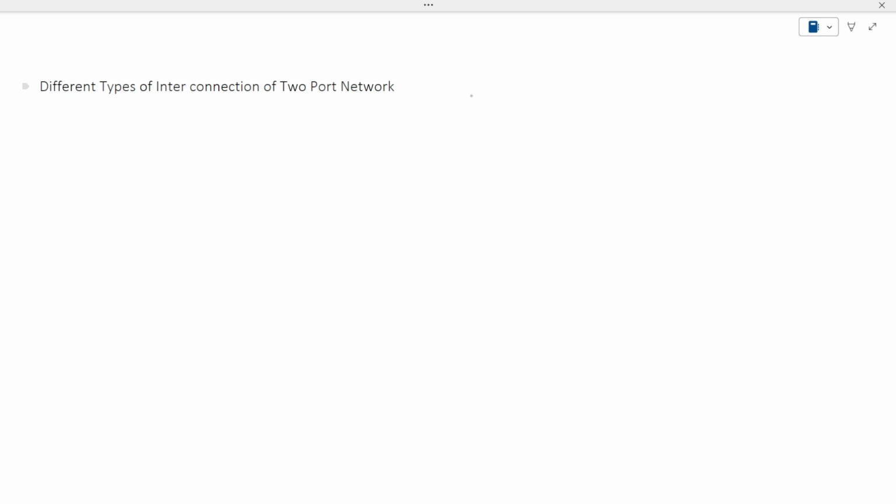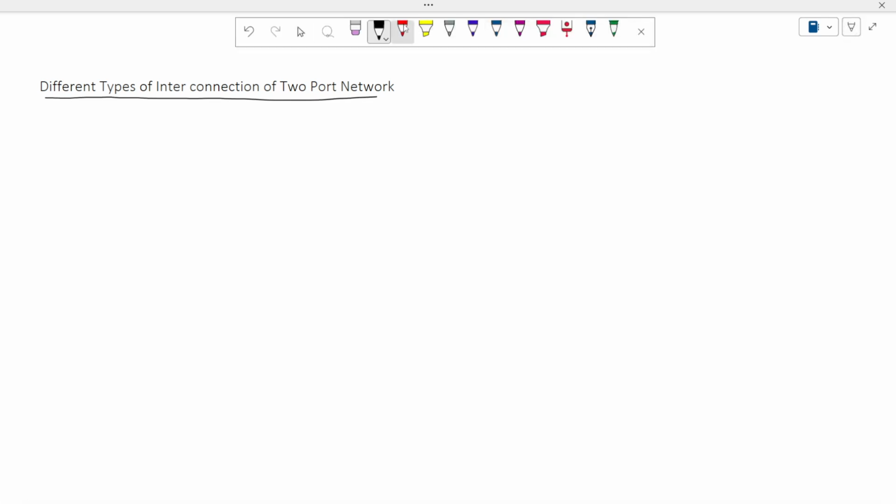Today we are going to discuss different types of interconnections of a two-port network. So what are the different types of interconnections? There are three types of interconnecting two-port networks. First one is series connection or series interconnection.